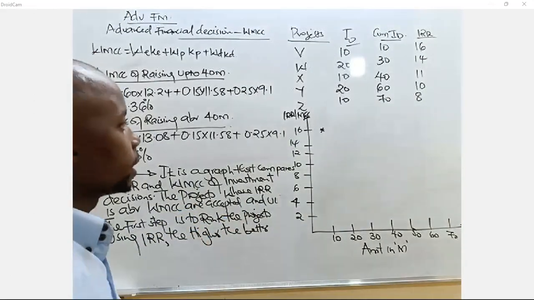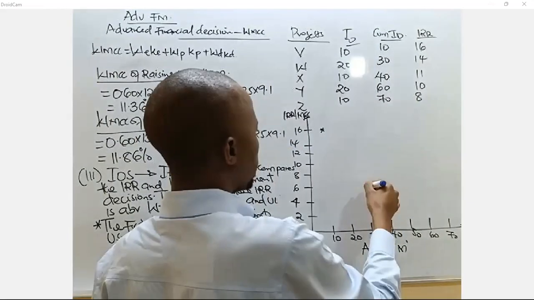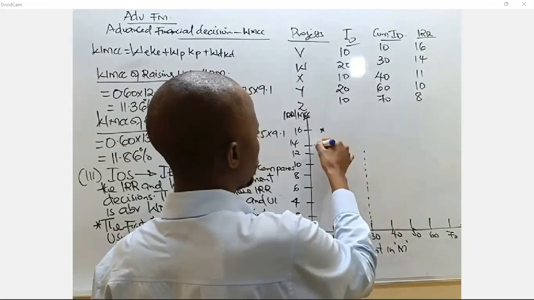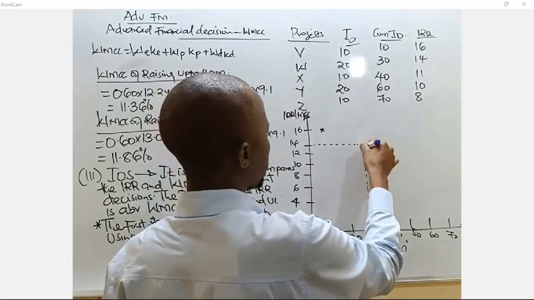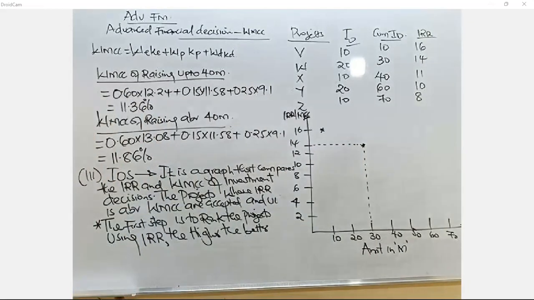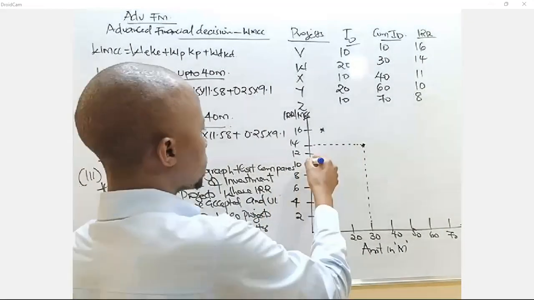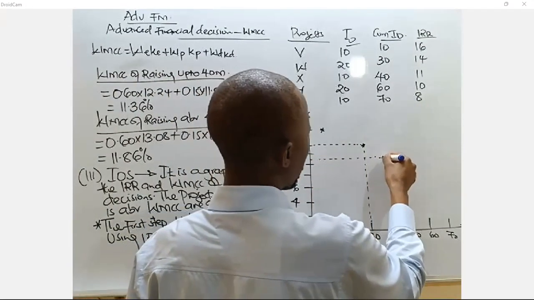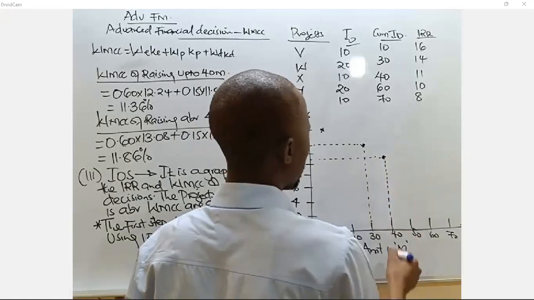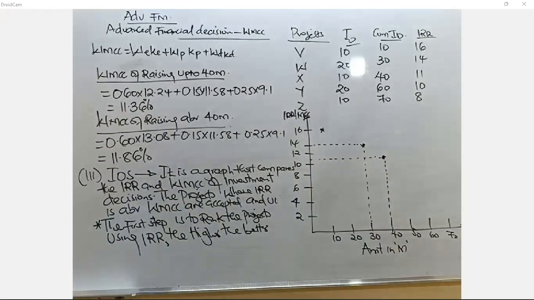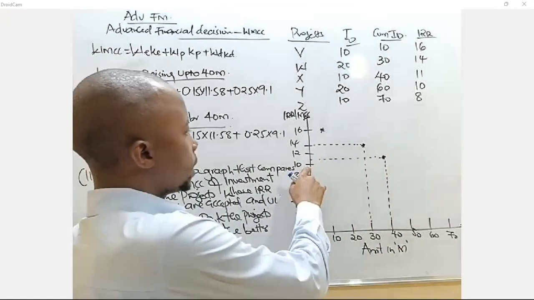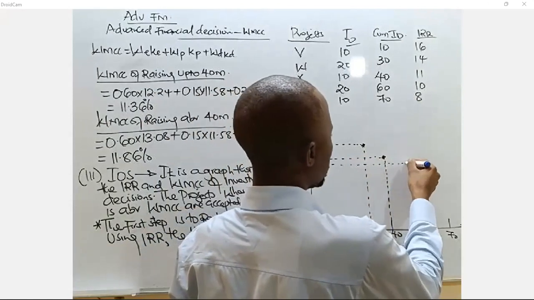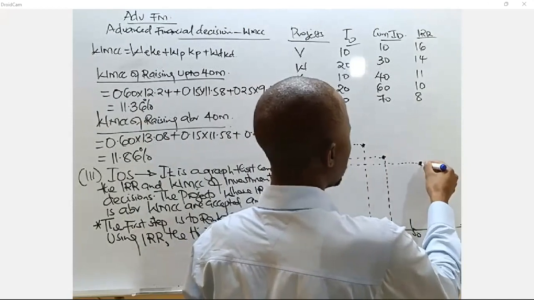The other one will be 14 against 30, right? Let me just draw my lines here. So 14 against that will be somewhere there. Then the other one will be 11 against 40. You look at 11, it is somewhere here, so 11 against 40 should be somewhere here. Then the other one will be 10 against 60. So 10 is here. Then you go to 60, which is somewhere there.